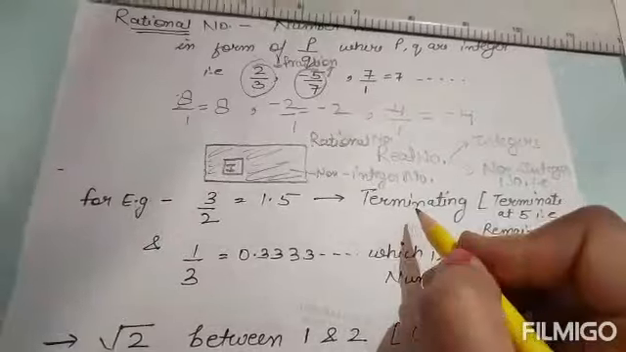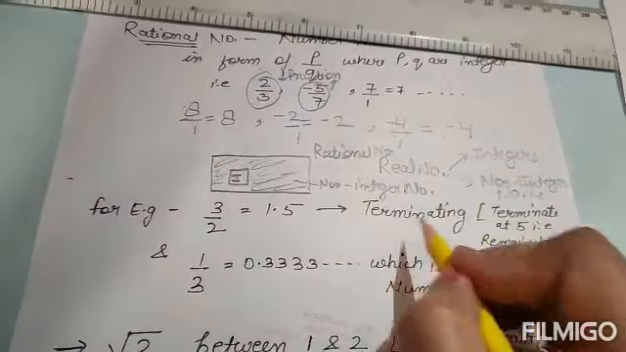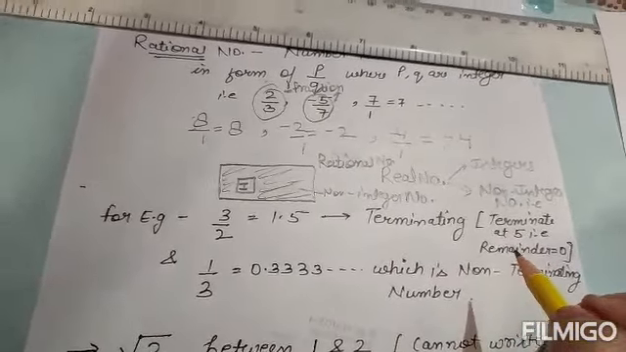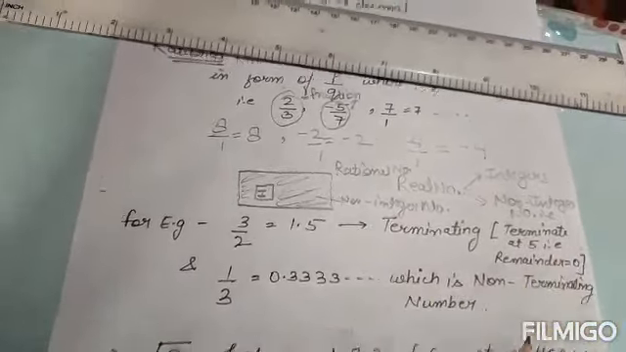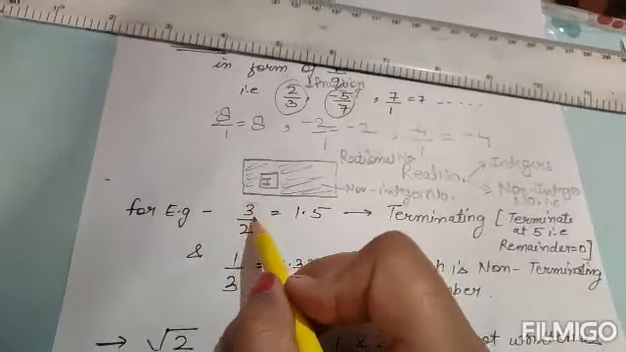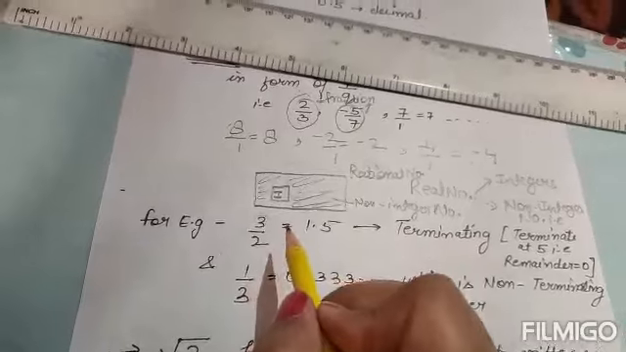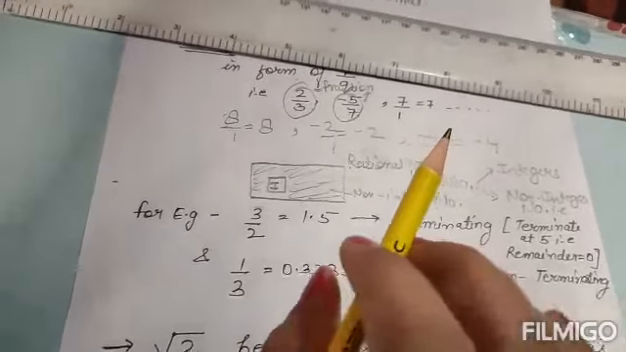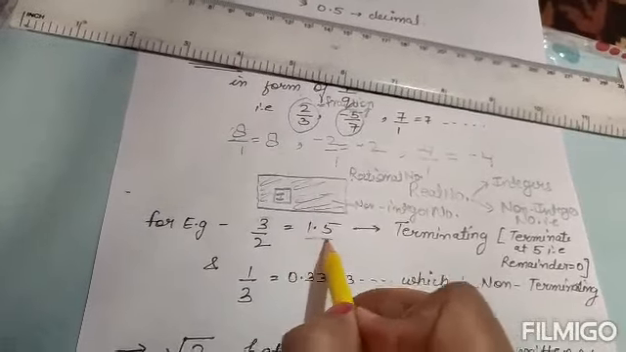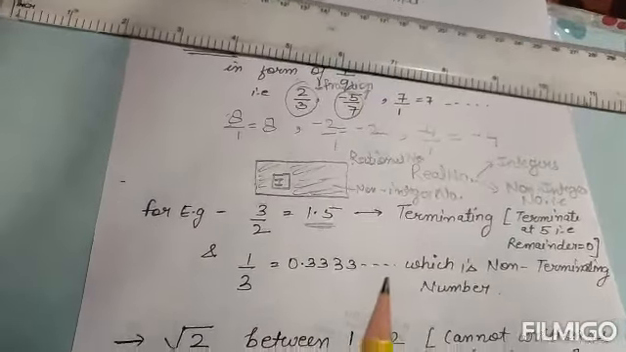Got it? Now we talk about terminating and non-terminating numbers. What are terminating and non-terminating numbers? We will study with an example. Suppose 3 by 2. We have taken a fraction which is 3 by 2. It is a rational number, we all know, which in decimal form is represented as 1.5.